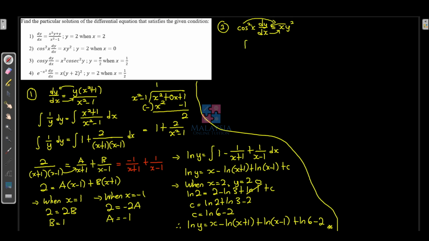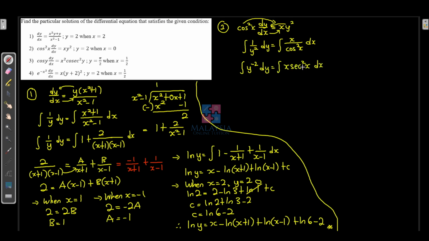Okay, so what do we have here? We have integration of 1 over y squared dy equals integration of x over cos squared x dx. Okay, so for the left hand side, we can bring up the y squared so that it becomes y to the power of negative 2 dy, and on the right hand side, x over cos squared x is actually integration of x secant squared x dx.